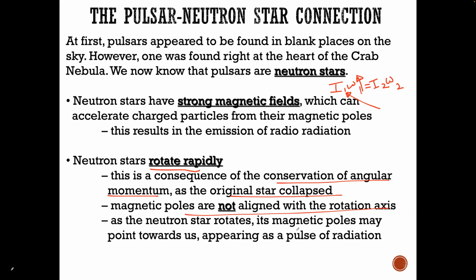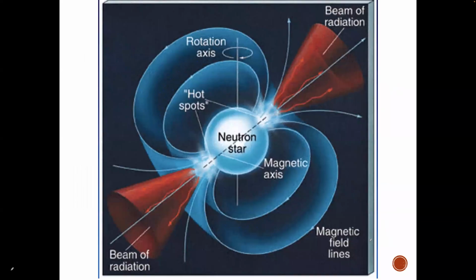As the neutron star rotates, its magnetic poles may point towards us, appearing as a pulse of radiation. And this is what actually happens. This particular image shows you the neutron star. Here is the axis of the neutron star. However, the rotation axis is a different one. This is the rotation axis, and the neutron star rotates around this axis. The magnetic axis is this one right here. Because of that, your beam of radiation will move in this direction, right?